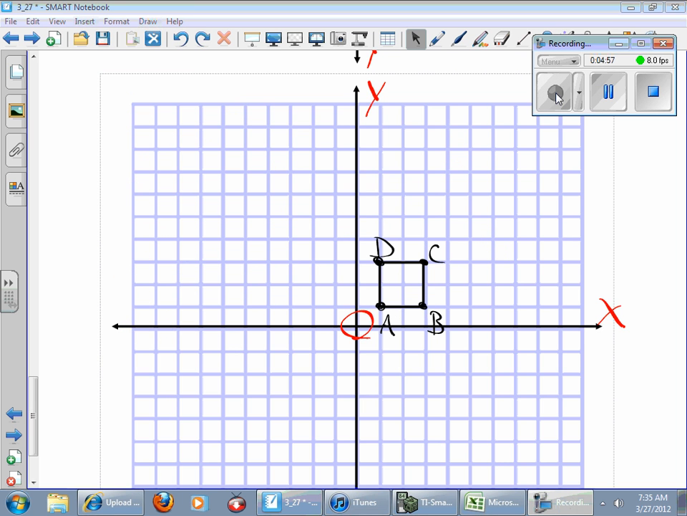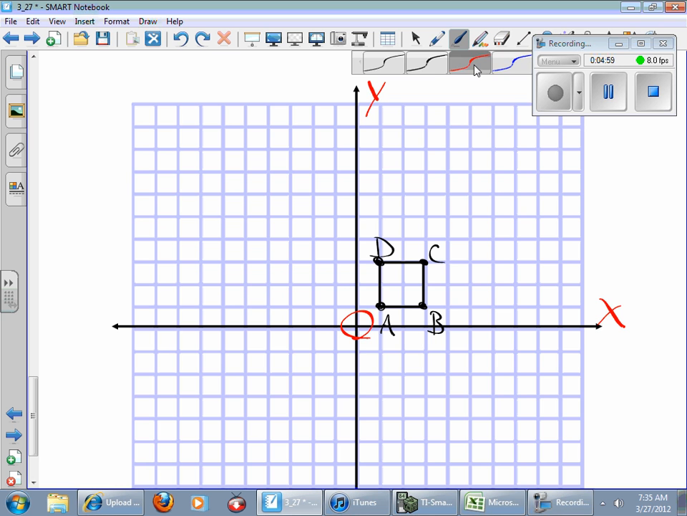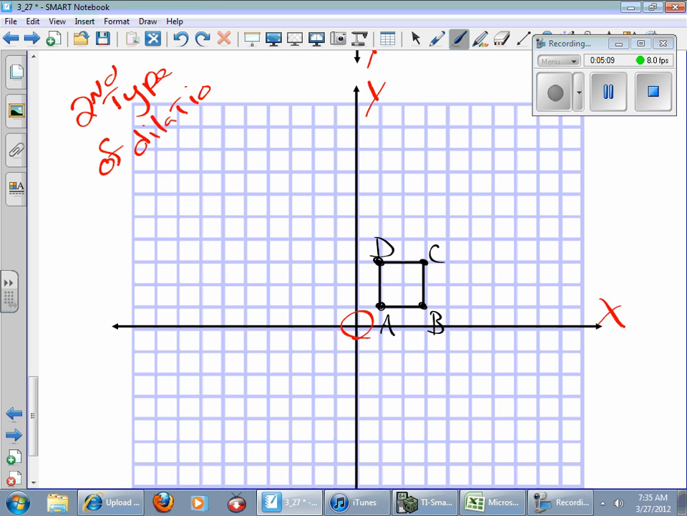Okay, I've got the screen clear, and now I'm going to do the second type of dilation that we learned about. The second type of dilation is with the origin at the center. The center is at the origin, right? Not 0, but 0, 0. You have to give 2 coordinates for the point: 0, 0.